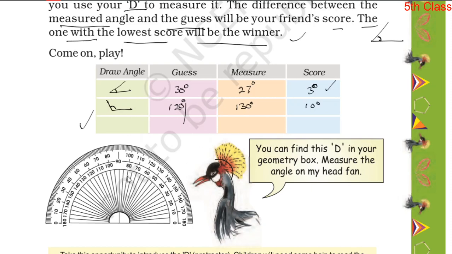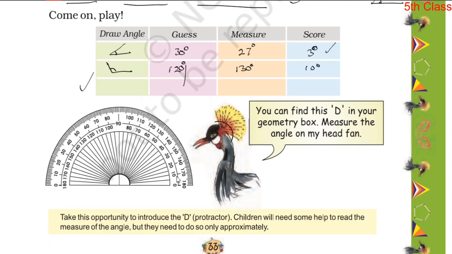Now, next one is, if you observe this one, what is the shape of this one? The shape of this one is D. So by using this one only, we can measure the angle and we can draw the angles. Now, what is the name of this one? You will find this instrument in the geometry box.